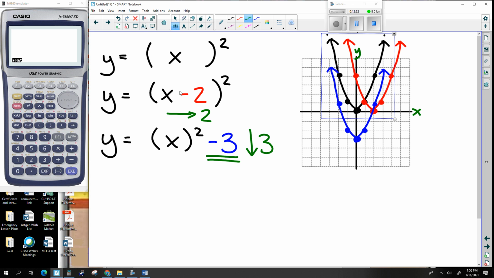Okay, here it's inside, so you do opposite. So x motion, opposite, negative, so that'd be right 2. All right. A few more things that could exist.